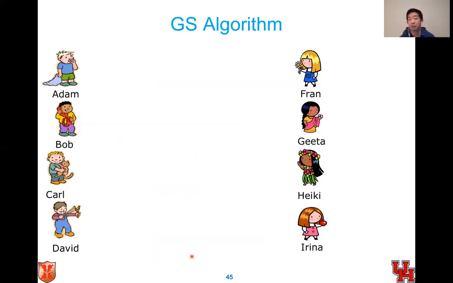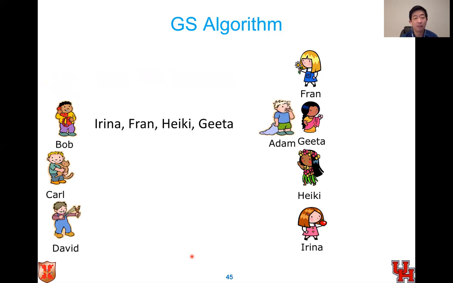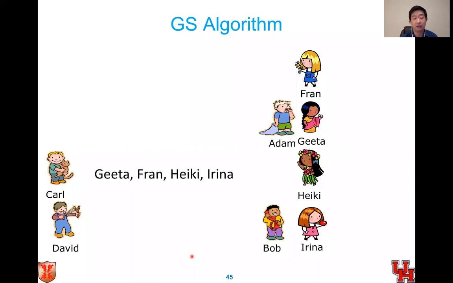Shapley won the Nobel Prize in 2014 due to this algorithm. I see, okay. Then we have an item, Adam, who has a preference list. He likes Gita first, and then Heike, Irena, and Fran. Obviously he dated the top of his list, Gita. And Bob, this is his preference list, he dated Irena.